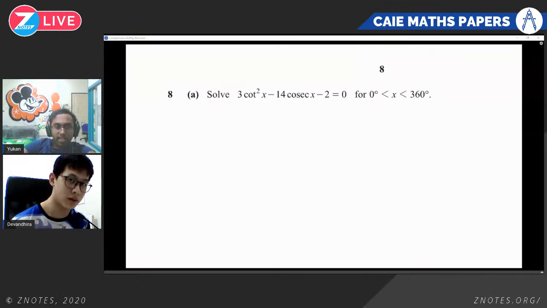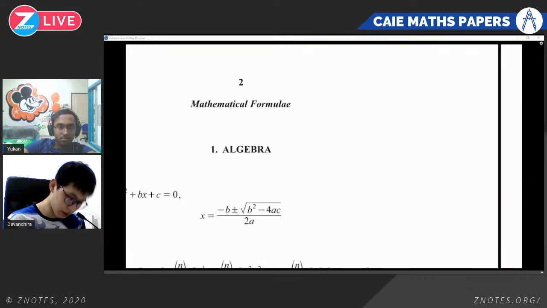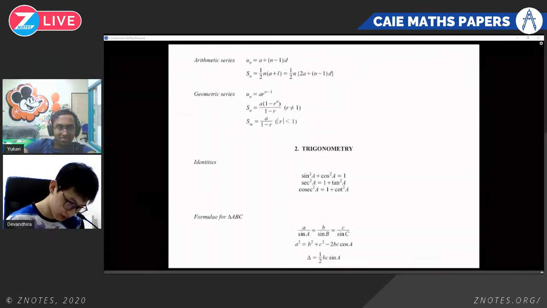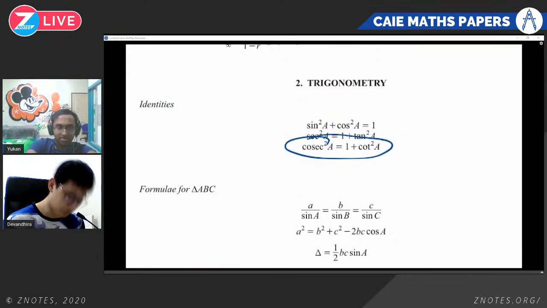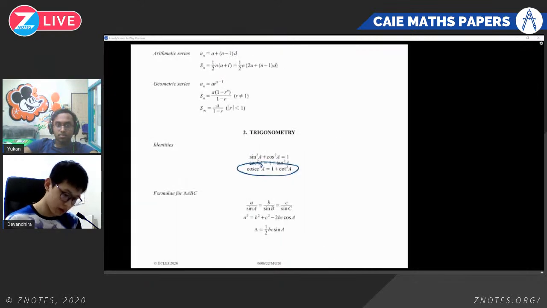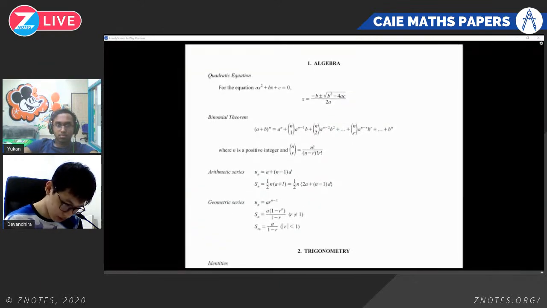It gives us cosec, so you can just use the cot square identity. Exactly. If you don't remember what the identity is, we can always go back to the formula sheet. It's down there, right here. As you can see, we can just use this identity, correct? Mm-hmm. So let's use that.